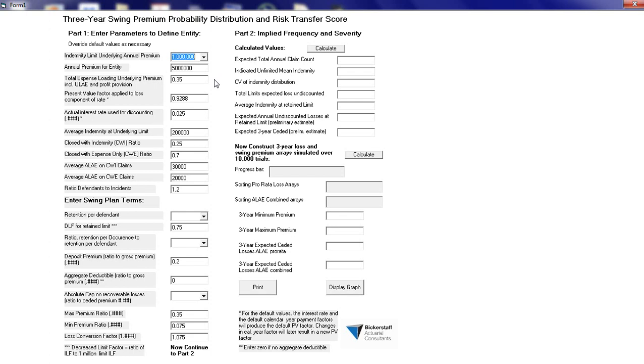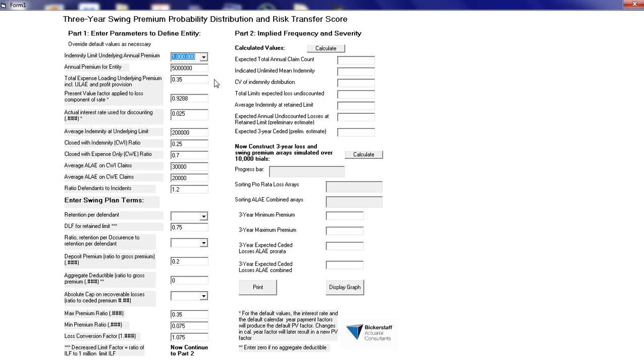So the expense loading underlying the rate, in this case I'm using 35%, and that includes the usual provisions for general expense, commission, brokerage, in this case unallocated loss adjustment expense, and a provision for profit and contingencies. So with 35% expense loading, this would imply, of course, that the expected loss ratio built into this original premium level is 65%.